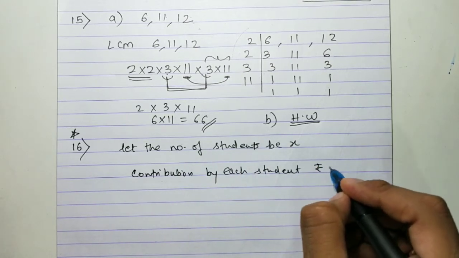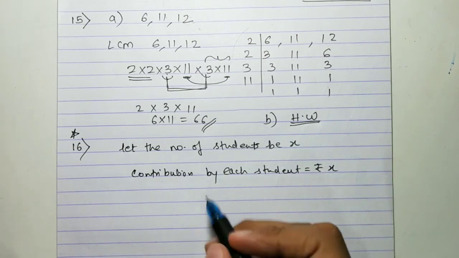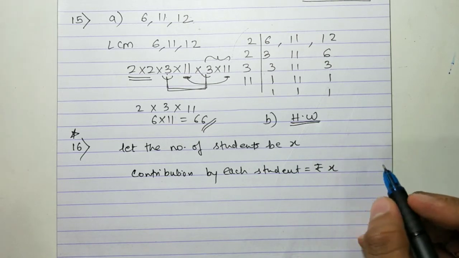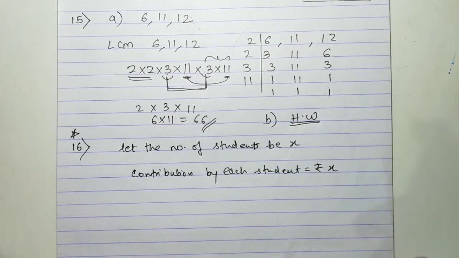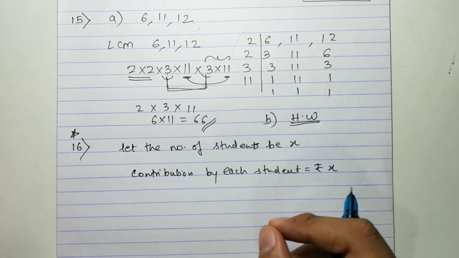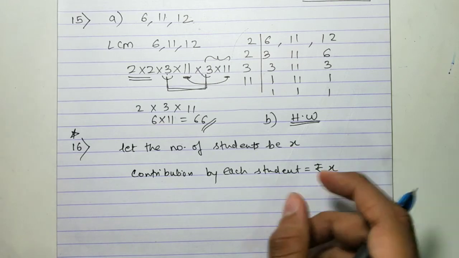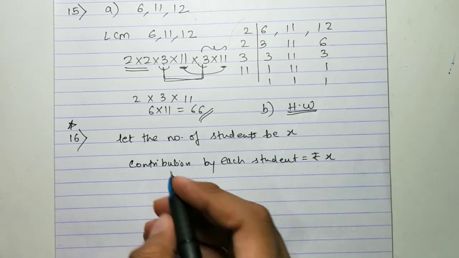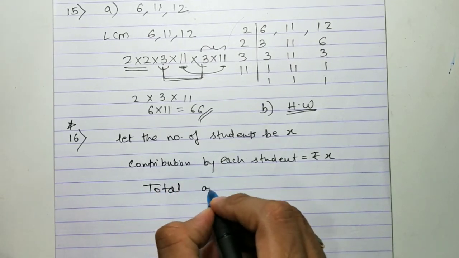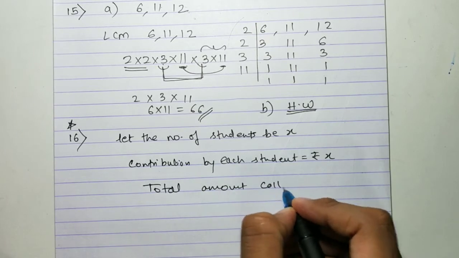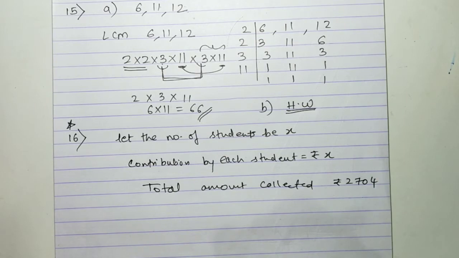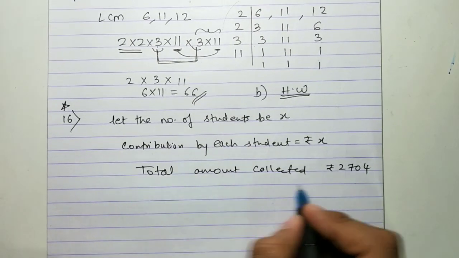is x rupees. ओके मतलब कहने का मतलब क्या है कि अगर 50 स्टूडेंट्स गए थे तो हर स्टूडेंट ने 50 रुपीज़ दिए थे. They are saying that these two numbers are same, meaning अगर 100 स्टूडेंट्स गए थे तो each student contributed 100 रुपीज़. Okay, in that same way, if there are x students, then contribution made by each student is x. And they are saying that the total amount collected was 2704.